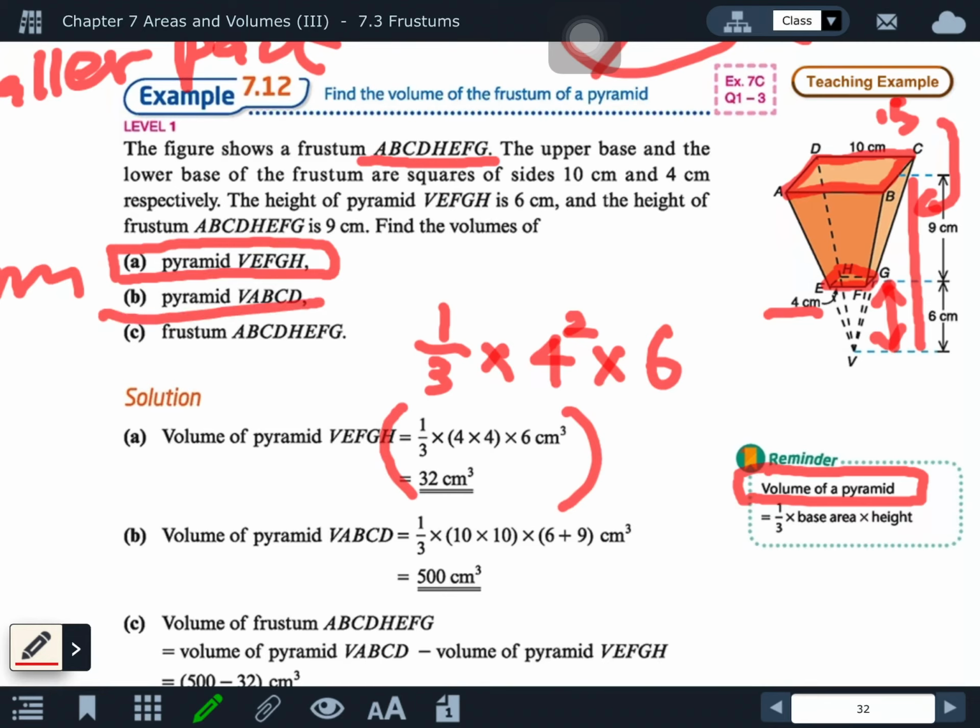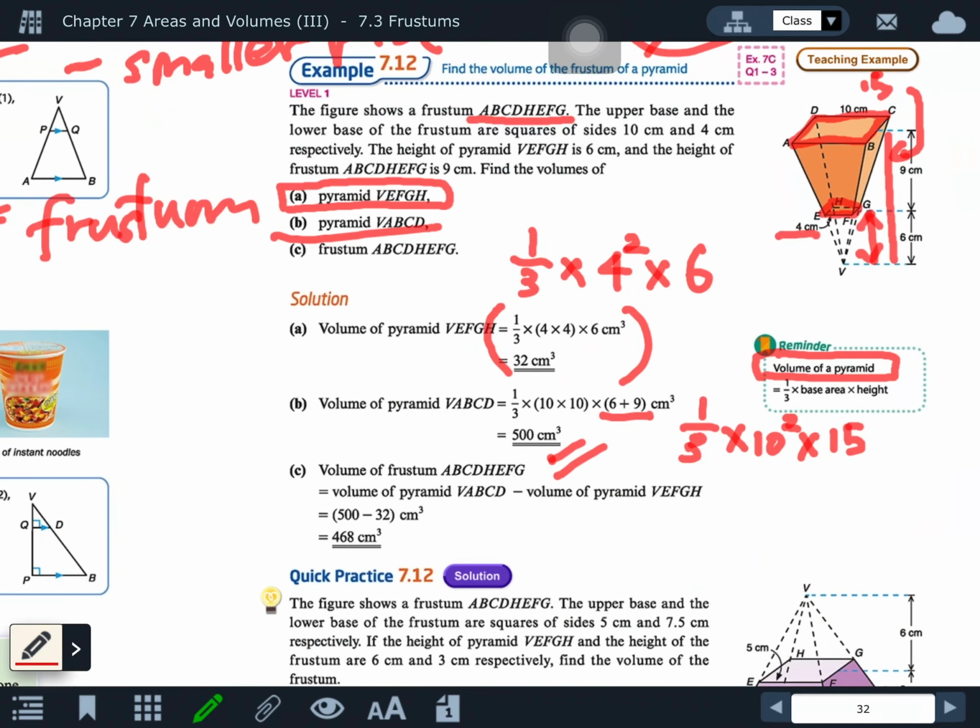Second, we calculate the larger pyramid. The bigger pyramid is 1/3 times base area, which is 10 squared, times the total height, 9 plus 6, which is 15. So the answer is 500 cm cubed. Therefore, the frustum is the bigger part minus the smaller part: 500 minus 32, and the answer is 468.